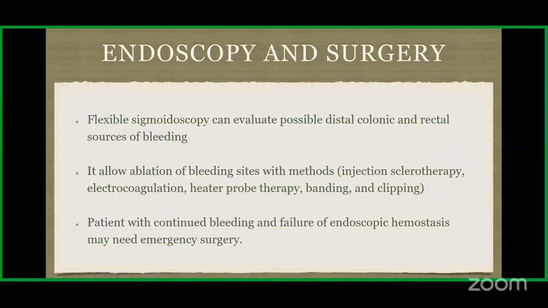Endoscopy and surgery. Flexible sigmoidoscopy can evaluate possible distal colonic and rectal sources of bleeding. It allows ablation of the bleeding sites with methods like injection sclerotherapy, electrocoagulation, heater probe therapy, banding, and clipping. Patients with continued bleeding and failure of endoscopic hemostasis may need emergency surgery.